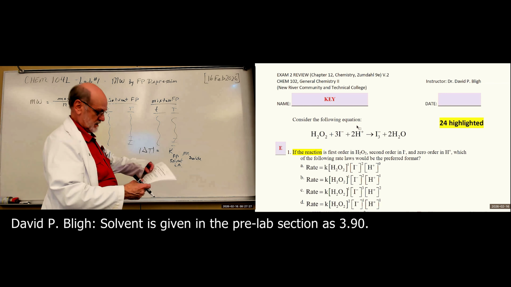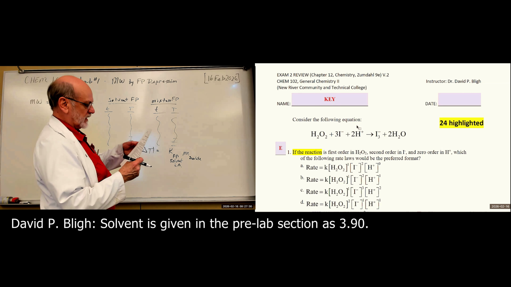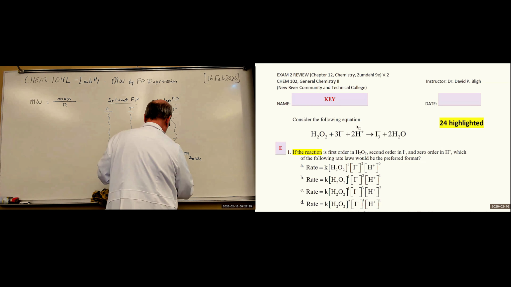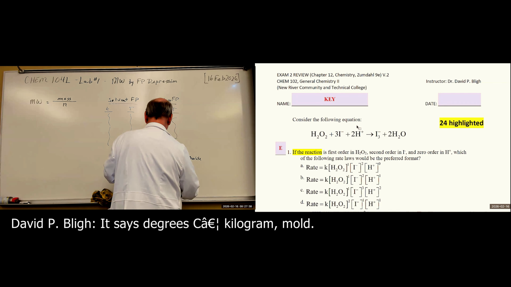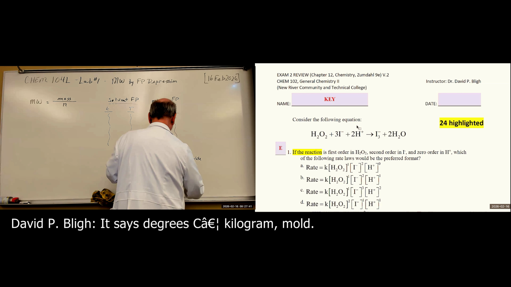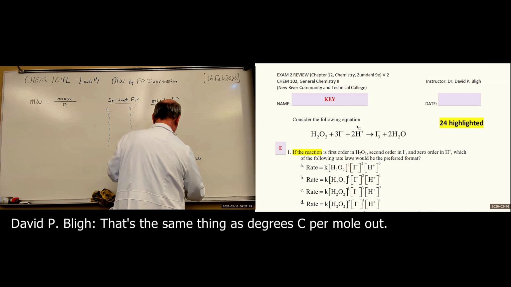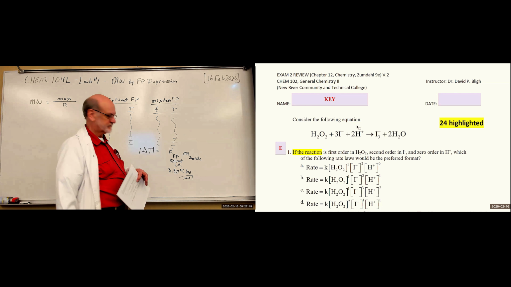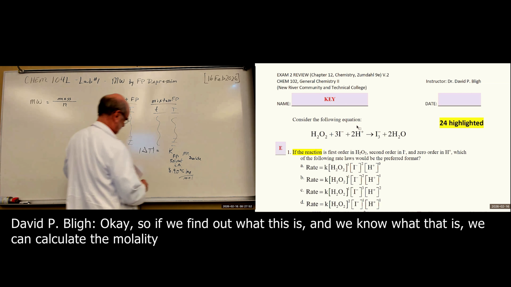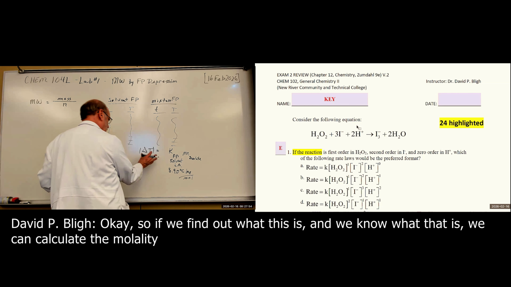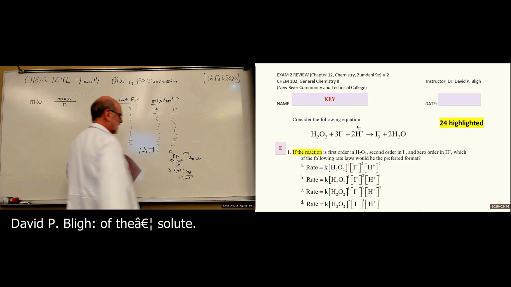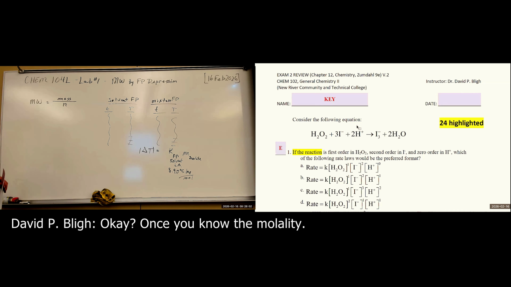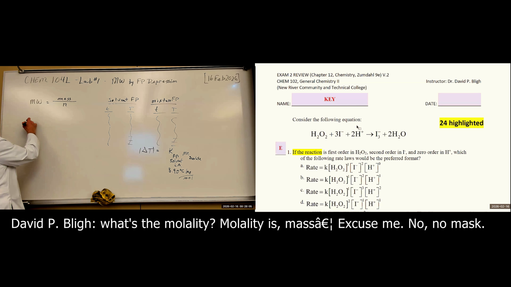The K for the solvent is given in the pre-lab section as 3.90. It says degrees C kilogram per mole, which is the same thing as degrees C per molal. So if we find out what this is, and we know what that is, we can calculate the molality of the solute.